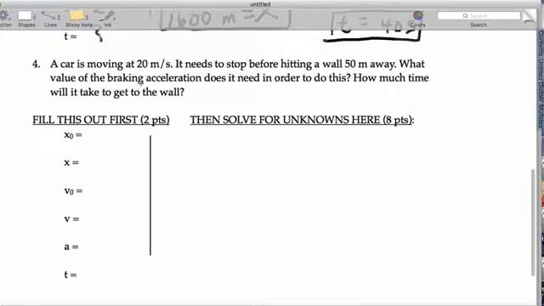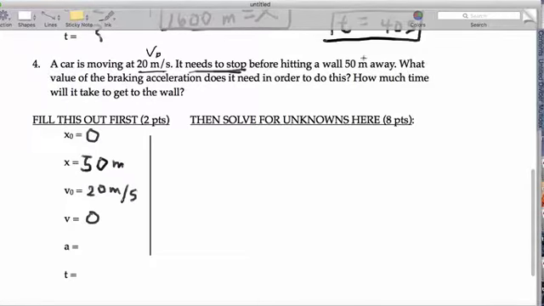So first, it starts at this speed, and we know that it is going to actually stop, because that's exactly what it says. It says it needs to stop before hitting the wall. So what that means is that our final velocity is 0. Our initial velocity is 20 meters per second. Now we end up 50 meters away from where we started at 0.